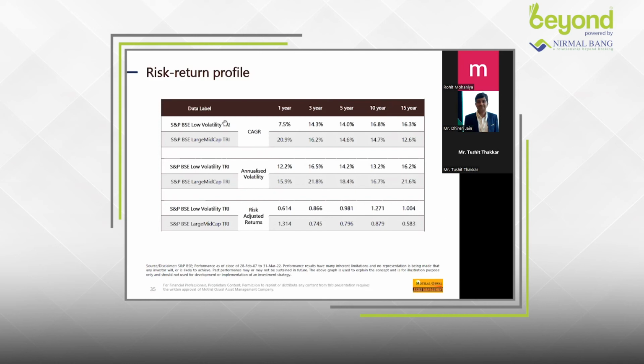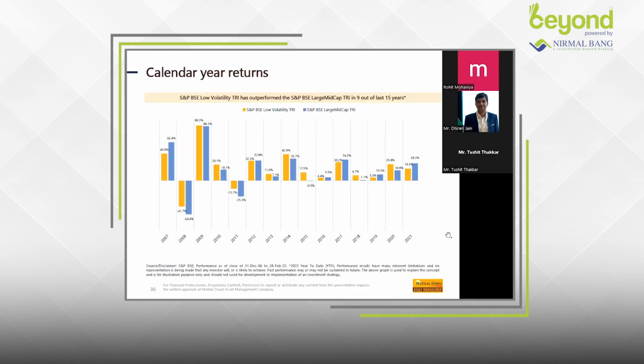Correct? That is why if you look at the volatility, the important thing to look at is कि हर period के अंदर risk है relatively less than the broader market. And on a risk adjusted basis, look from 3-year, 5-year, 10-year, 15-year time frame, it is always better than the broader market. That's the idea.